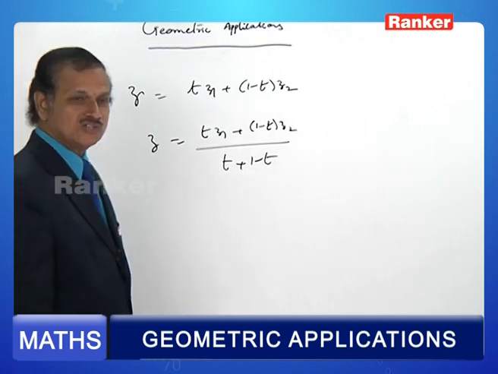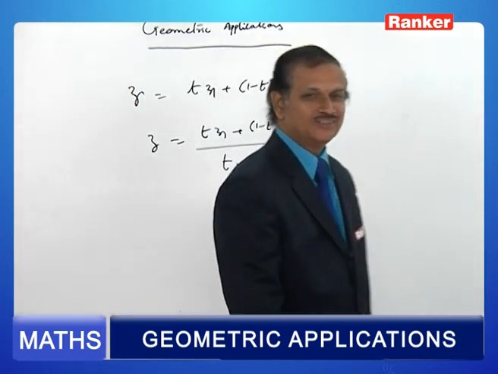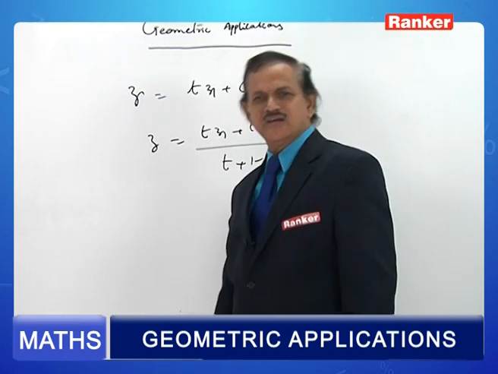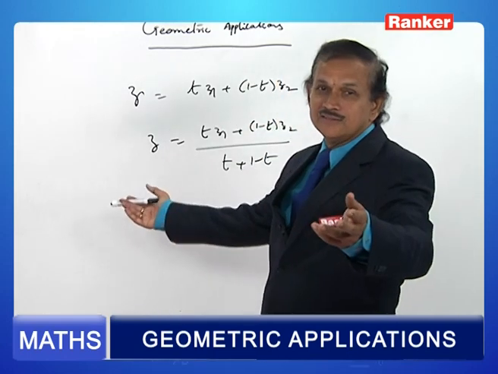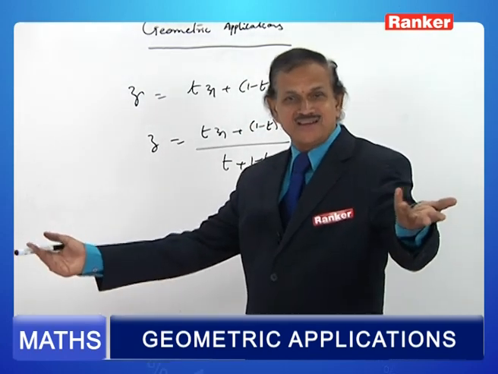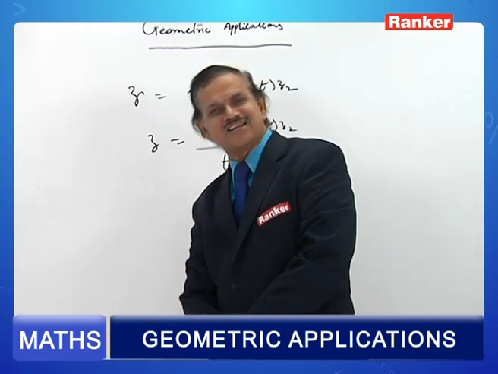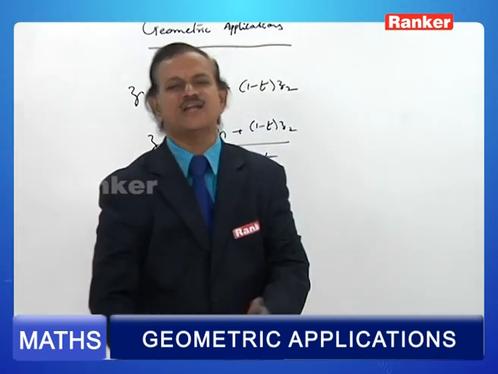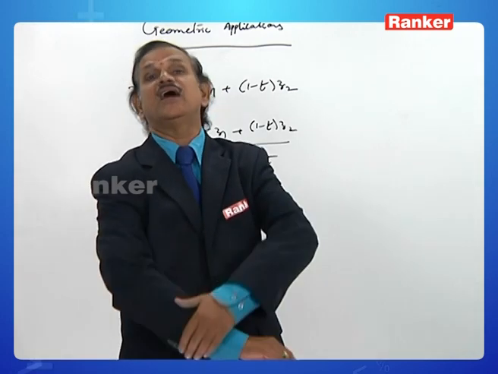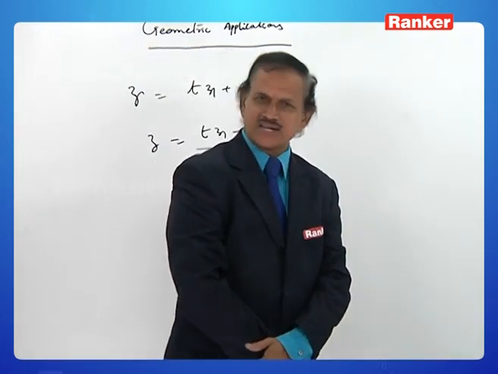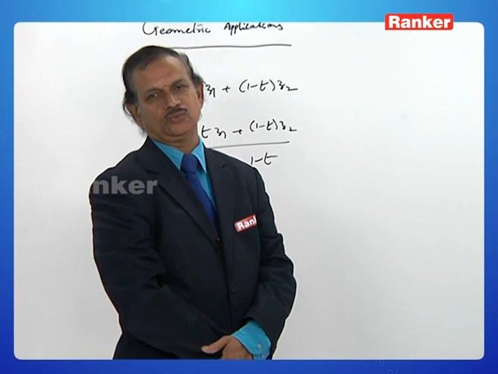That is, those 3 points are collinear. What are the points? z, z1 and z2 are collinear. What can you say about the locus of z? It is just nothing but the straight line joining z1 and z2. z lies on the straight line joining z1 and z2.